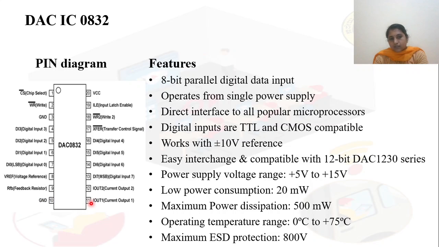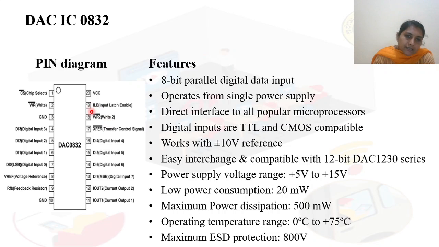Pin number 11. In this IC there are two current outputs. One is Iout1 and the other is Iout2, pin number 11 and pin number 12 respectively. Pin number 17 is the transfer control signal pin. This is also an active low pin. Pin number 18 is write bar 2, write enable 2. This is also active low.